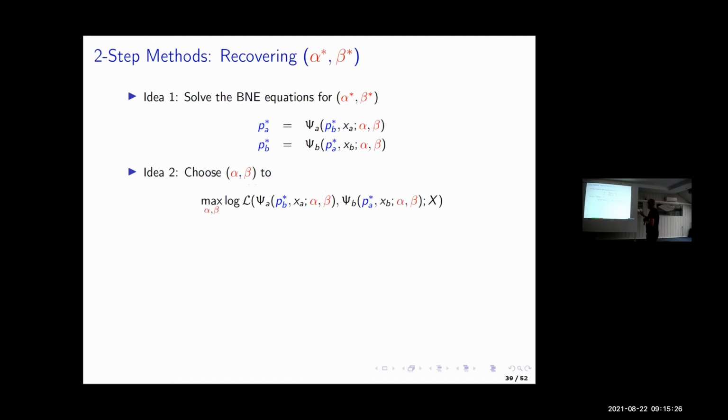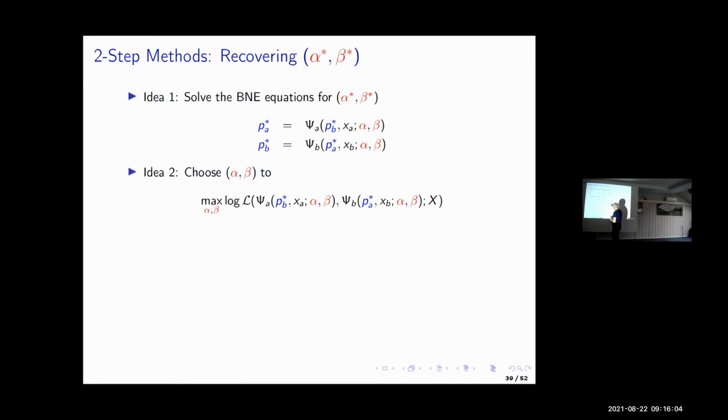There are several different ways you could do it. One would be to simply solve the Bayesian-Nash equilibrium equations for those parameters alpha and beta, holding fixed on both sides of the equations the equilibrium values. These could be, for example, estimated from the data, and you see if you can back out the structural parameters. It may be that there is no solution to this problem, but maybe you could get close.